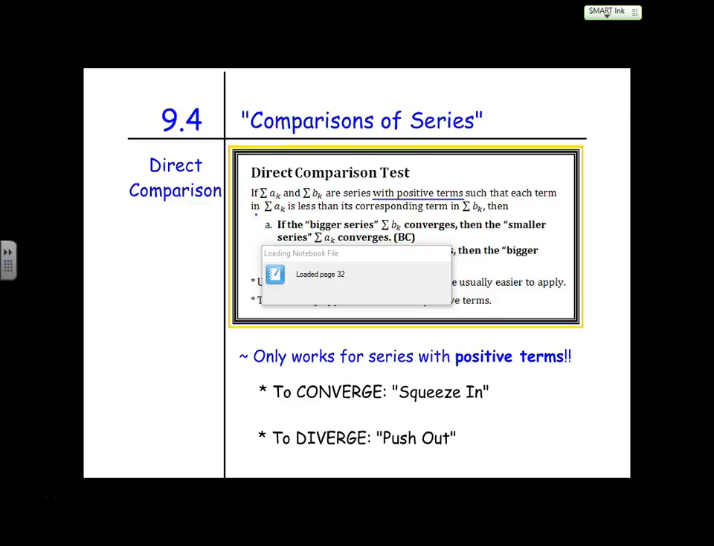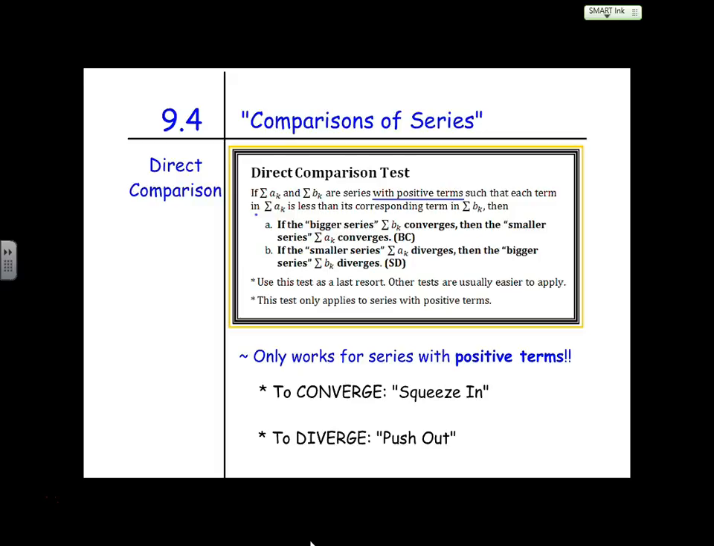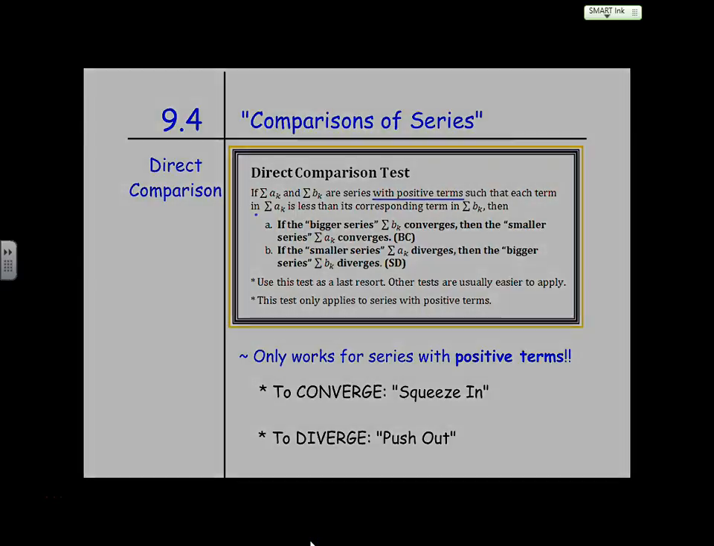Okay, so we're in section 9.4. On the back table, we have not only the chapter 9A, which is really our chapter 10A packet.